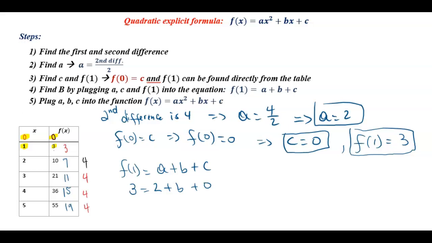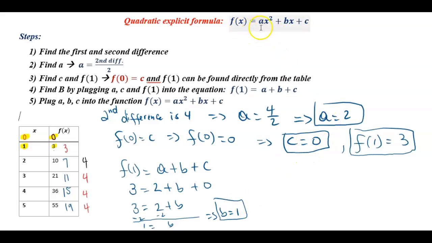So we're gonna have 3 equal 2 plus B, and if you minus 2 on both sides, then you're gonna have B equal 1. Now B equal 1, and we need that information. Now we have the value of A, we have the value of B, and we have the value of C.